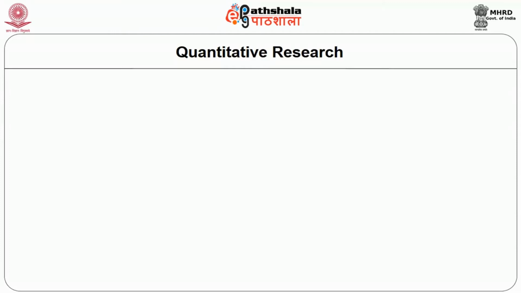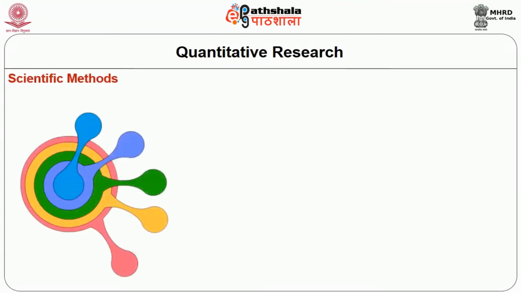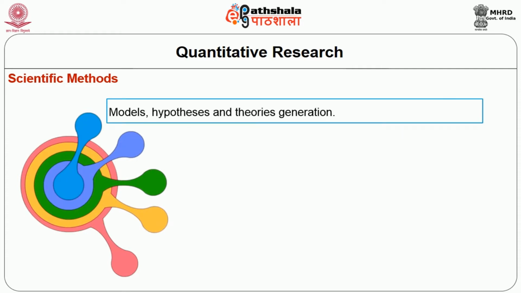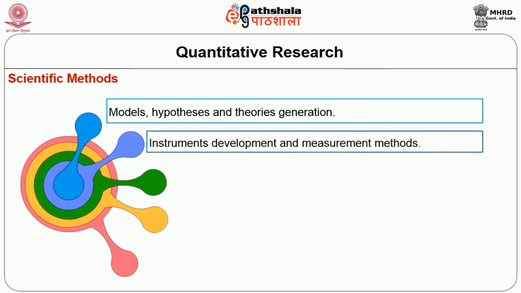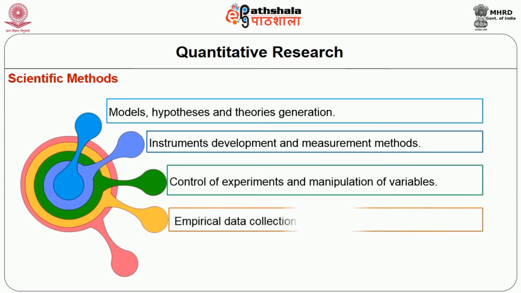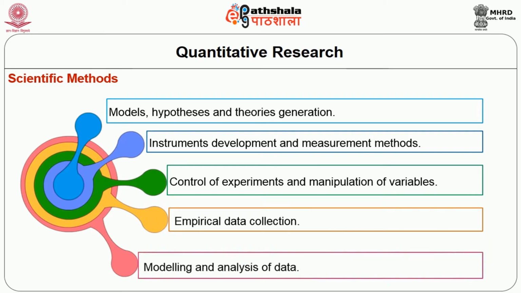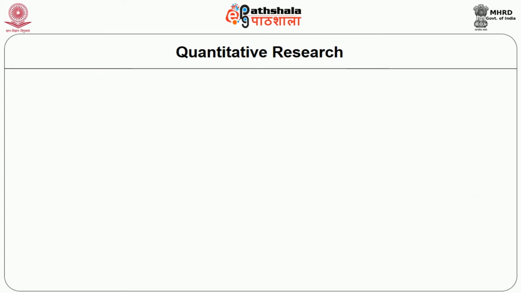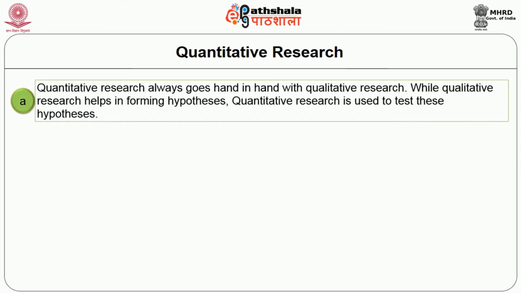Now, we shall discuss the scientific methods associated with quantitative research. Models, hypothesis, and theories generation, instruments development and measurement methods, control of experiments and manipulation of variables, empirical data collection, modeling and analysis of data. Quantitative research always goes hand in hand with qualitative research. While qualitative research helps in forming hypotheses, quantitative research is used to test these hypotheses.